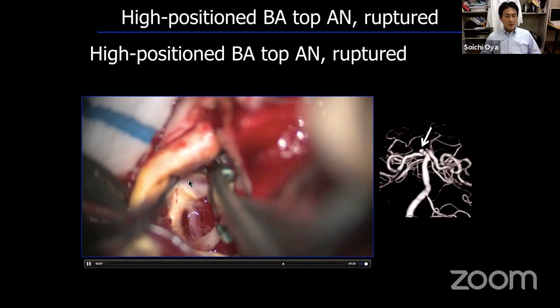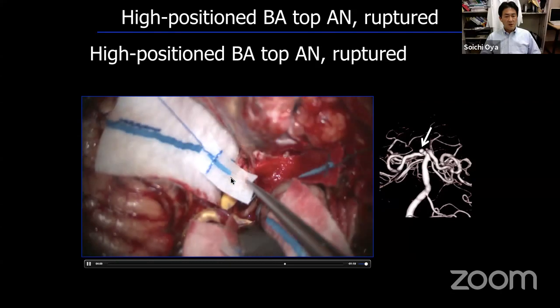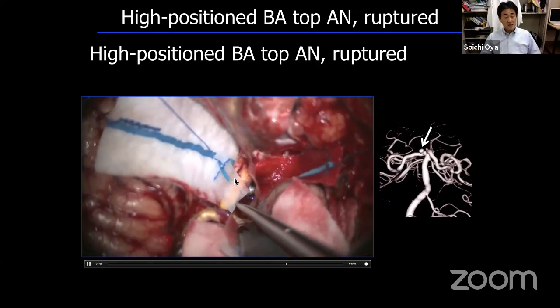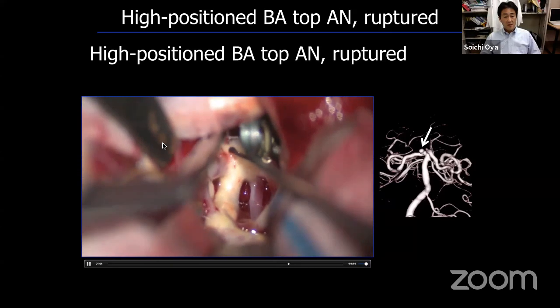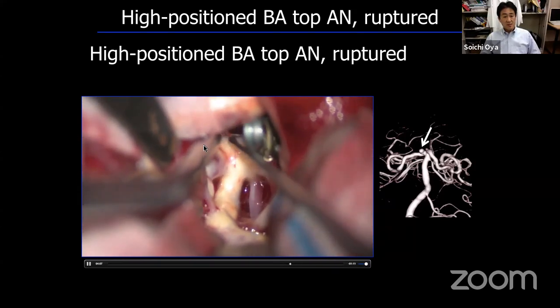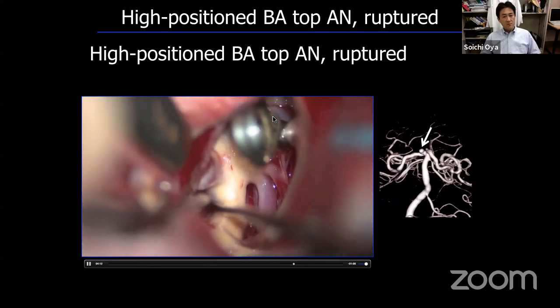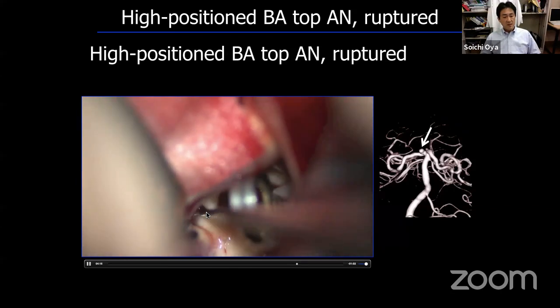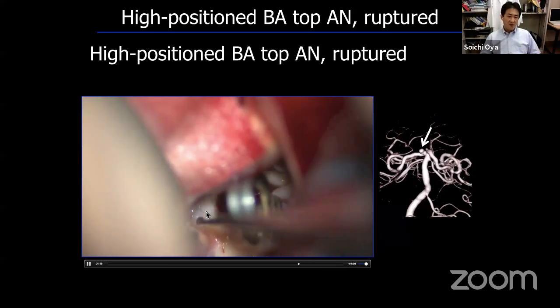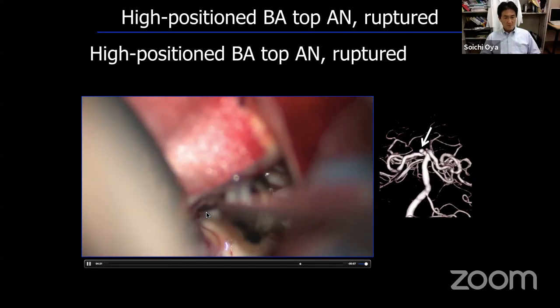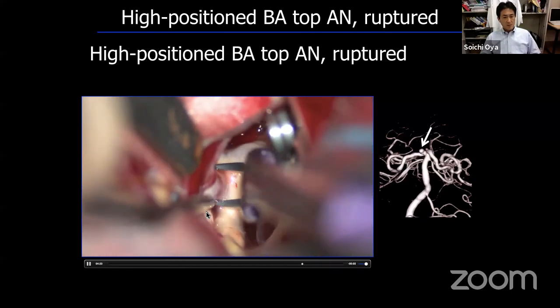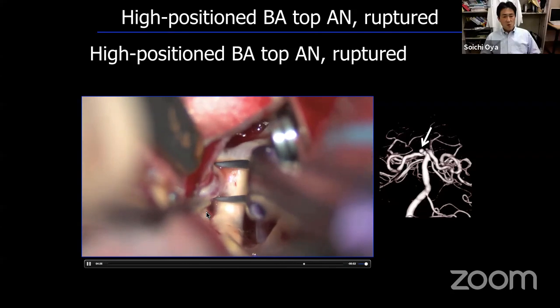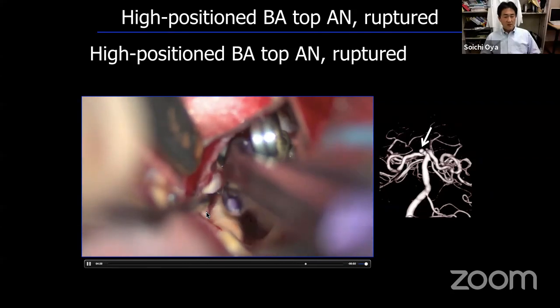And then I apply the temporary clip, and I also protect the ICA, and I put the retractor here. Now I could use both hands, and I'm exposing the neck. This is a perforator, and now I'm checking there is no perforator around the neck. And I insert the small mini curved clip here.